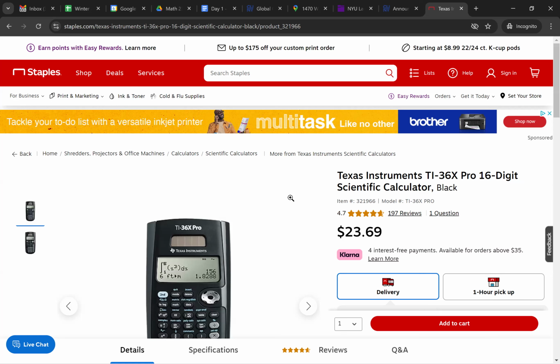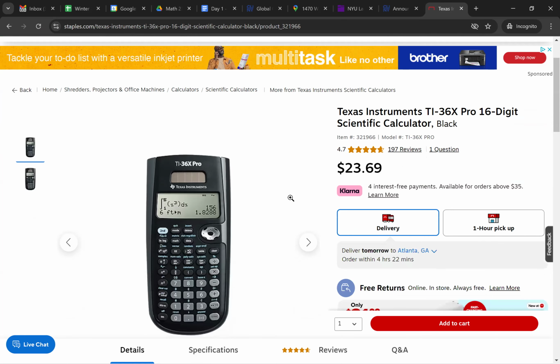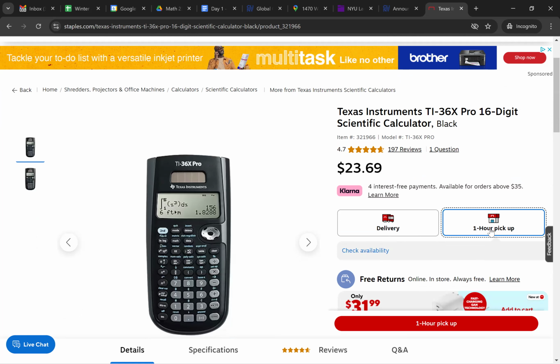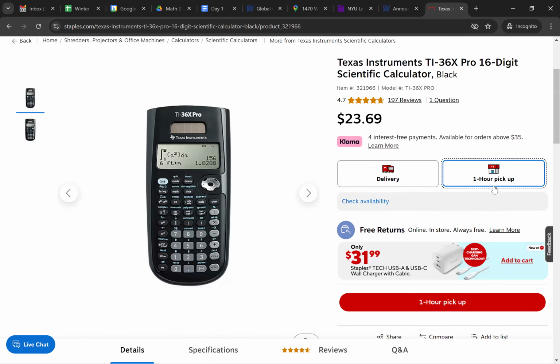All right. This calculator does everything that you need in this class and more. I'd love to show you guys how to use this on your final. And they also do like 1 hour pickup. So if you go to like staples.com, you can just click on 1 hour pickup, check availability, put in your zip code to whichever one is the closest to you, and then boom, that's it.